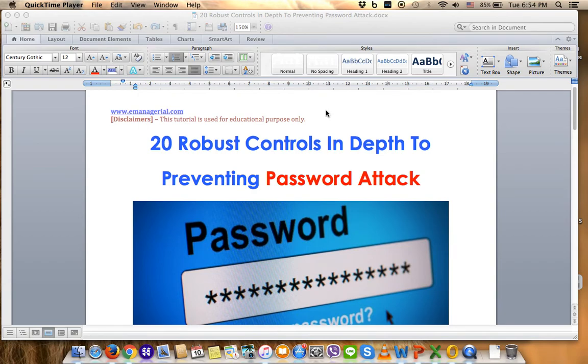I'm Professor San. Today I wish to share with you what is a robust control that we can use to prevent password compromise from the malicious attacker. So I define 20 robust controls that can prevent and protect from the malicious attack.